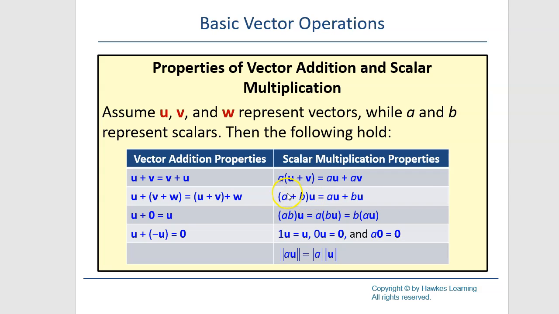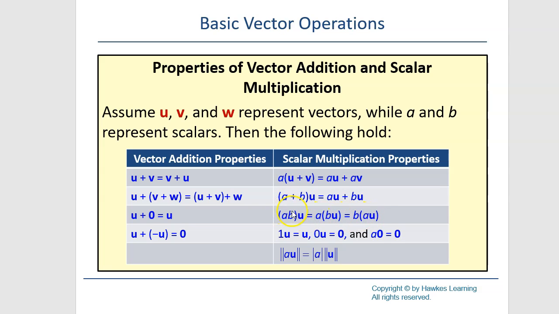Alright, and then this also shows that if we have two scalars we're adding together and then multiplying by a vector, we could multiply each scalar by the vector individually and then add the two together. So it's like the distributive property. It looks just like the distributive property.